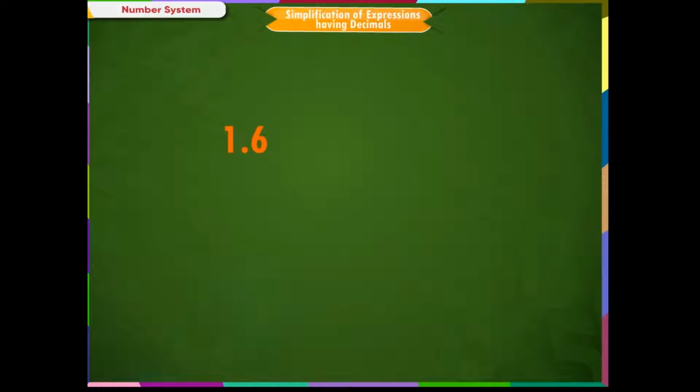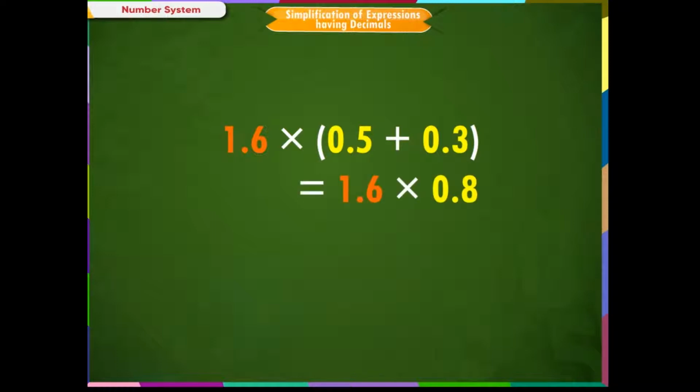Example 1. 1.6 into (0.5 plus 0.3). Solving the bracket first, we get 1.6 into 0.8 is equal to 1.28. Let us observe one more example.